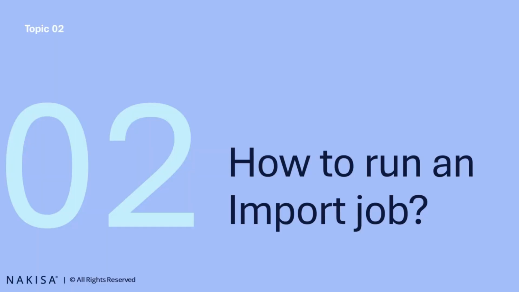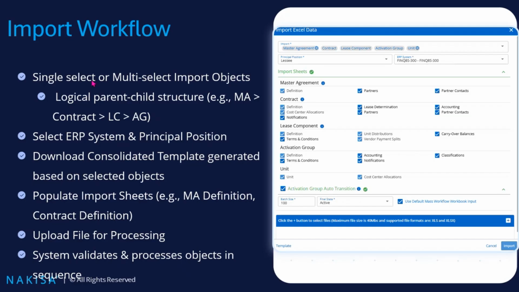So how to run an import job? First, the user will select single select or multi-select import objects. In the example on the right, we can see we have selected multiple objects: master agreement, contract, lease component, AG, and unit. And as I mentioned, it has to be a logical parent-child structure in order to run the mass workflow job.